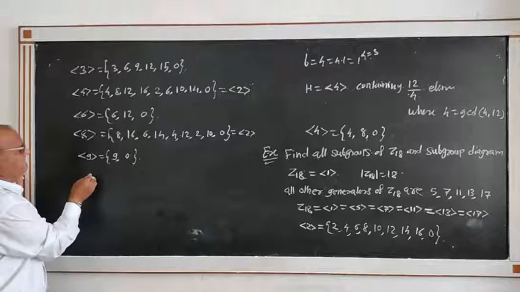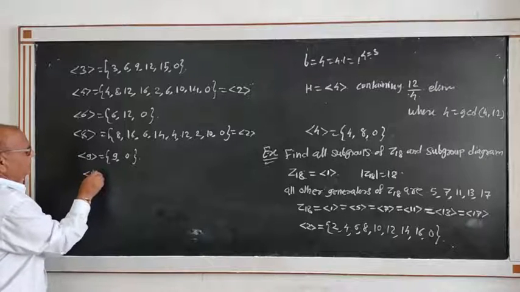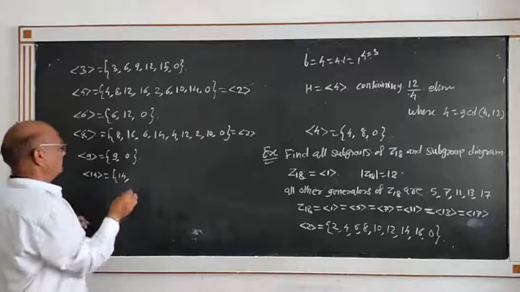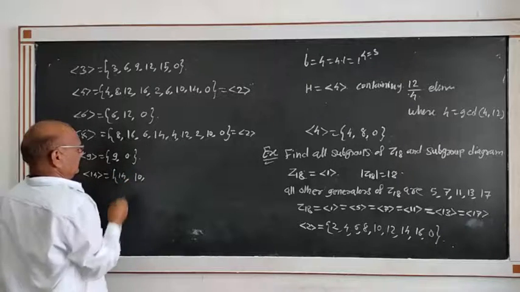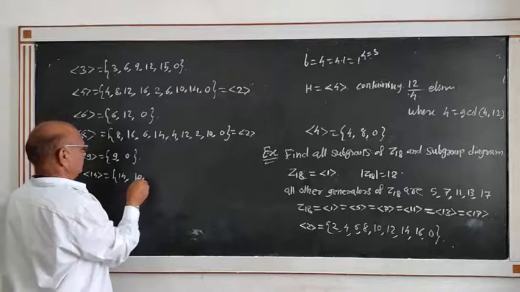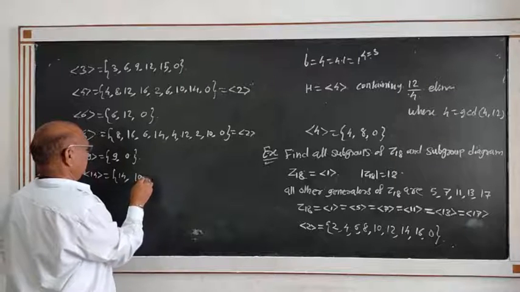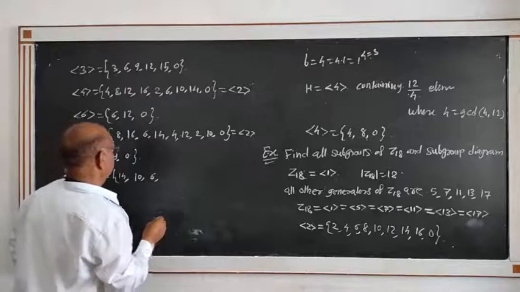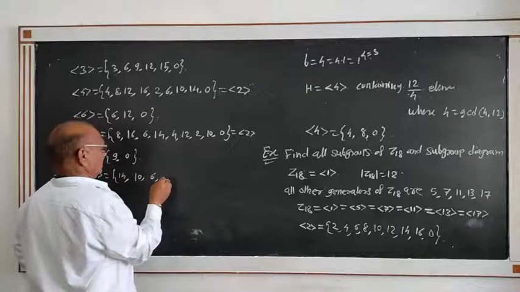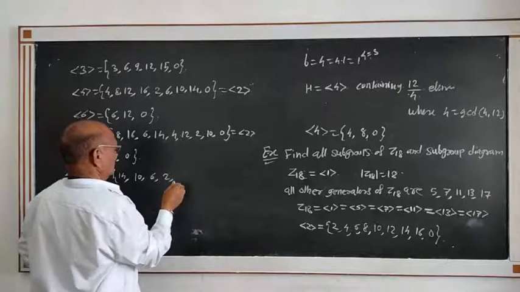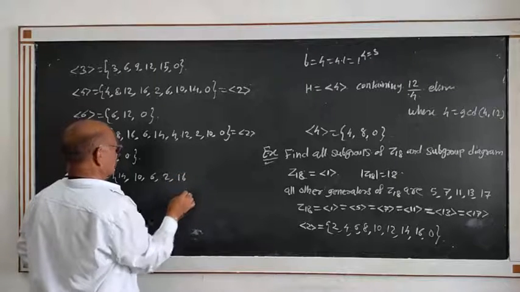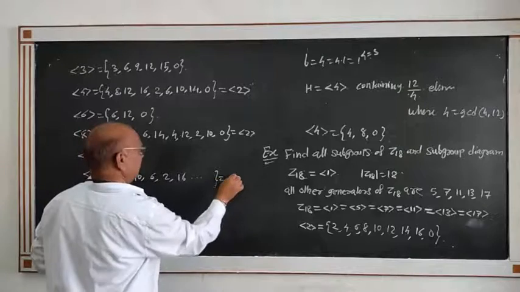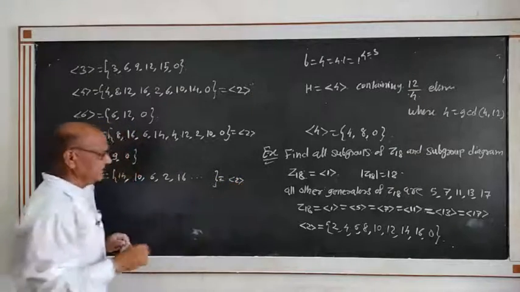Here, if we take 14, 14, 10, then 6, 2, 16, like this. And this is generated by again 2, like this.